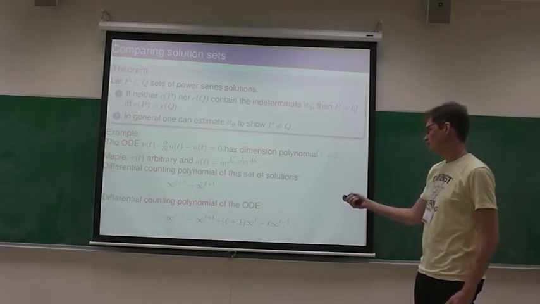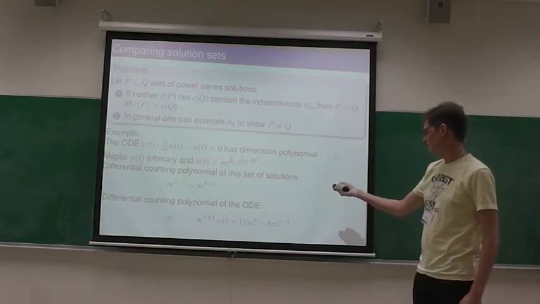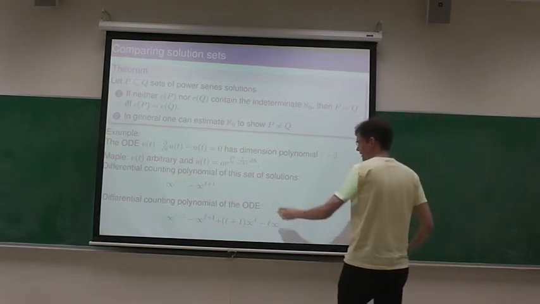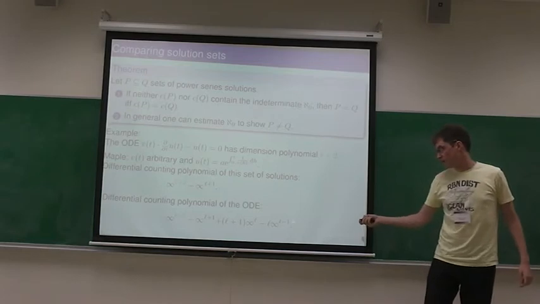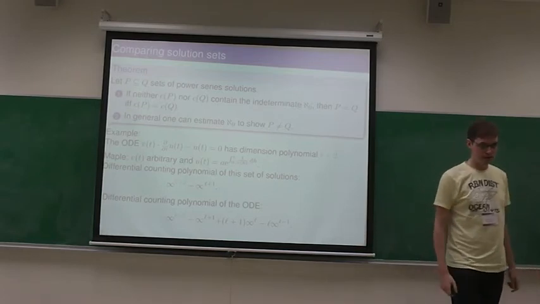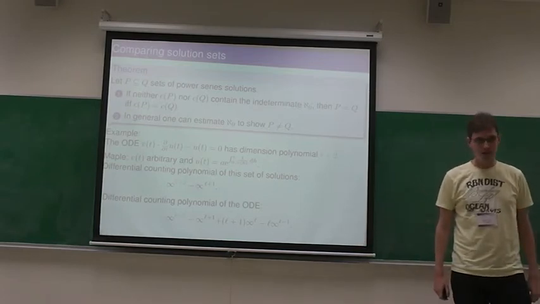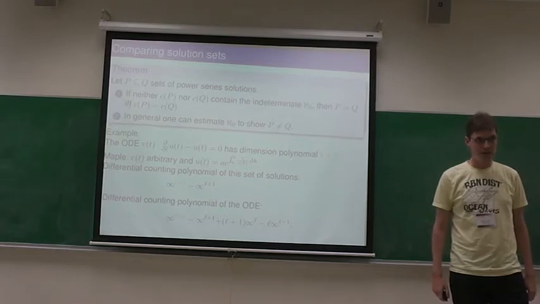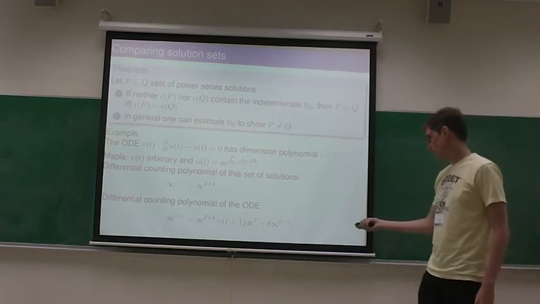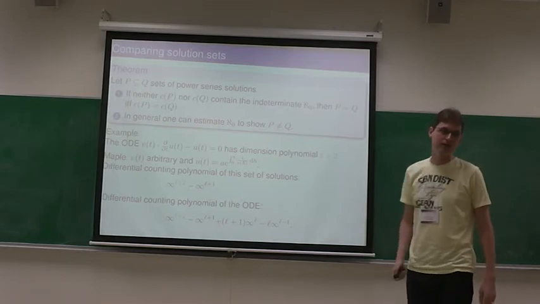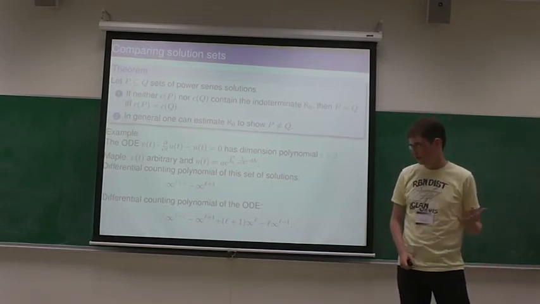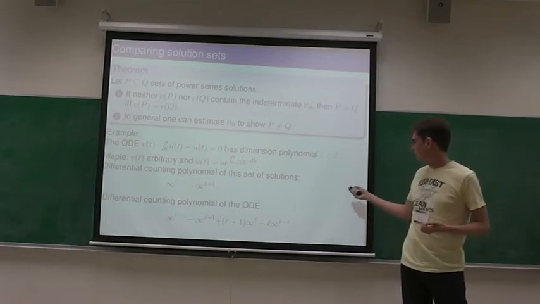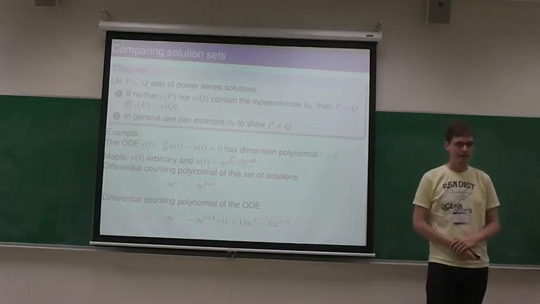It's actually quite surprising, because if you look at this set of solutions, you would just expect that it's e to the 1 divided by v. But there are more formal power series solutions. Not all of them are locally convergent, but a non-null set of these solutions is locally convergent. So there are solutions that were missed by Maple and that you didn't find out with the dimension polynomial.